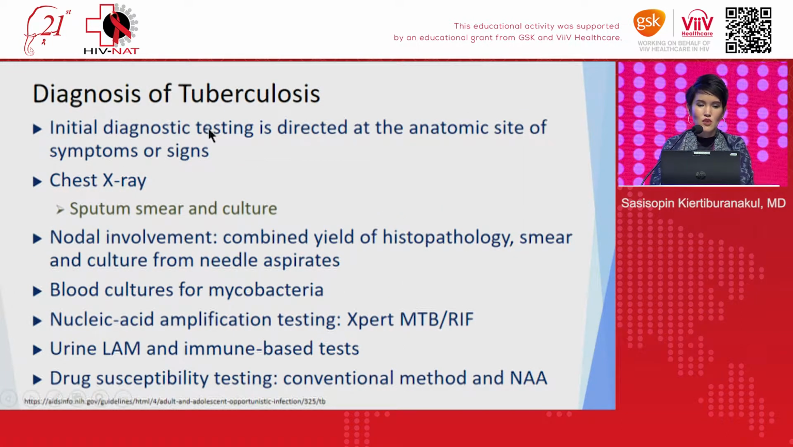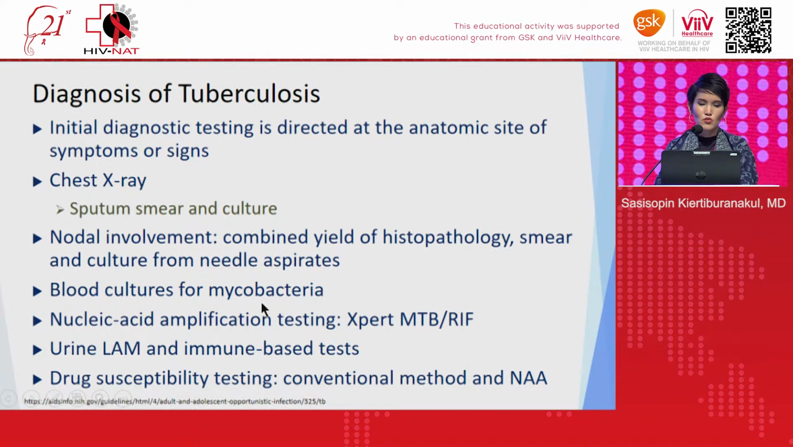So for the diagnosis of tuberculosis, the initial diagnostic testing should be directed at the anatomical site. In this case, he has a lymph node, so we should target the node, and we send for histopathology, smear for acid-fast bacilli, and culture to confirm. And we do a chest X-ray for every case, and if possible, we should do the sputum smear and culture.